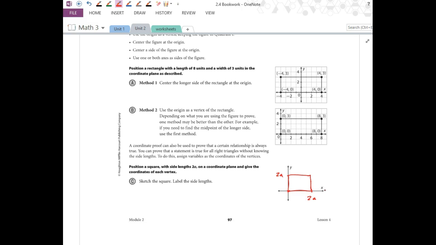Did anybody draw the square differently than I did? Matt, what did you do? Did anybody do it differently? You could start anywhere. You can put a square anywhere. I could have started it way over here. As long as it's on my grid, it can really be anywhere.